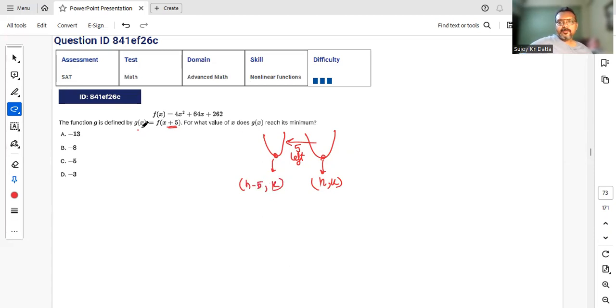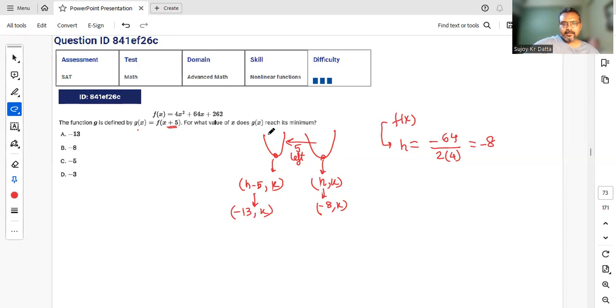So we don't really need to figure out what is g(x). What we can do is figure out where is f(x) minimum. So the h for f(x) would be negative b divided by 2a. So that's negative 8. Simple. So this value is negative 8 comma k, goes this side, and it therefore becomes negative 13 comma k. So they're asking for what value of x does g(x) reach minimum? Negative 13 is the answer. So that is option A.